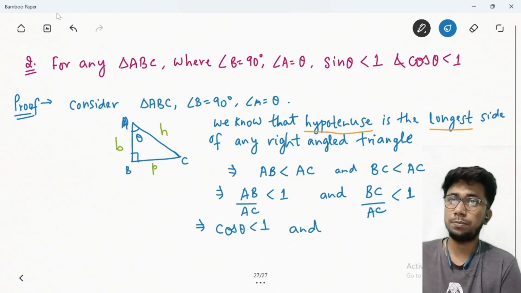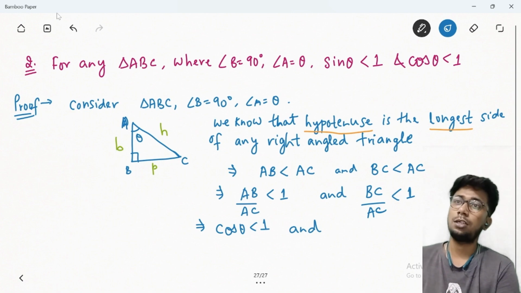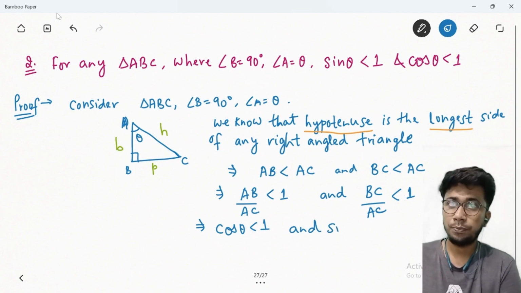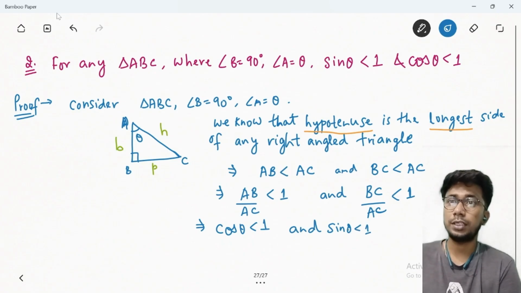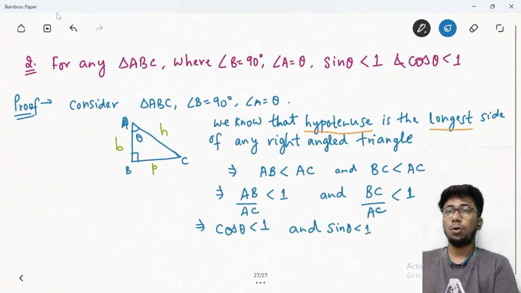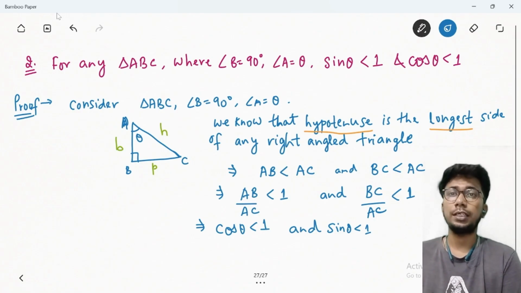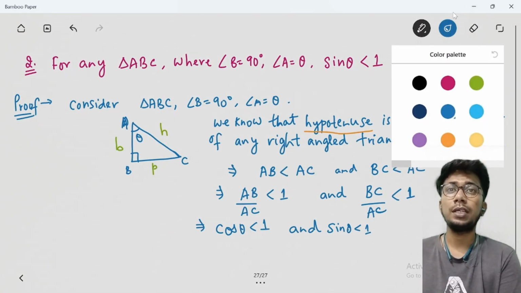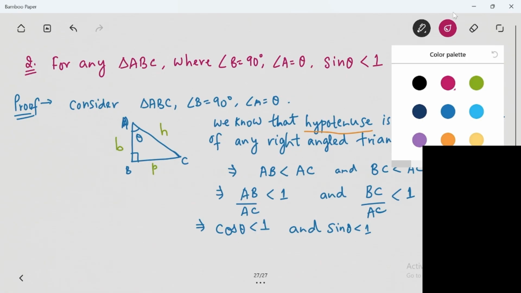And what is BC upon AC? BC upon AC is nothing but sin theta, perpendicular upon hypotenuse. This means sin theta is less than 1. So it does not depend whether theta is this angle or this angle. Always the value of cos theta and sin theta are going to remain less than 1.